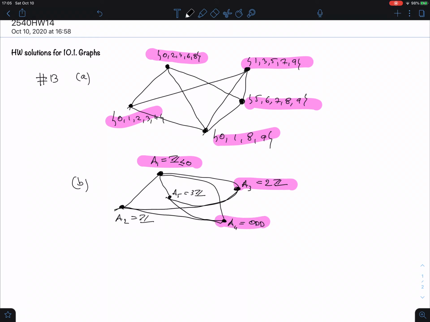And then finally, is there an edge between these two guys? There's clearly an edge between the two of them. Okay, so again, the intersection graph of this thing.